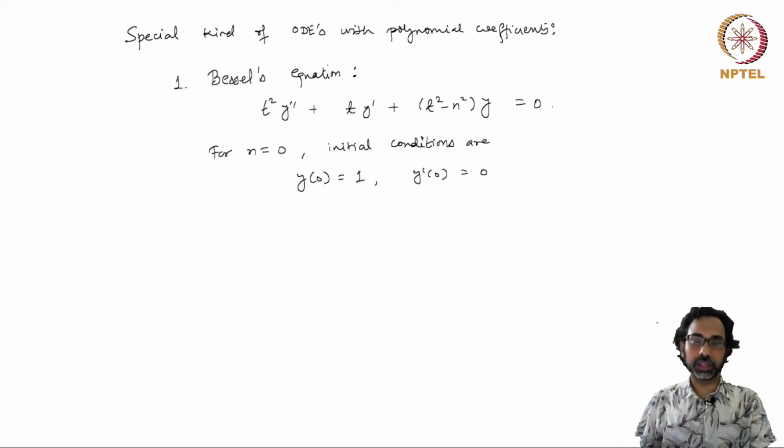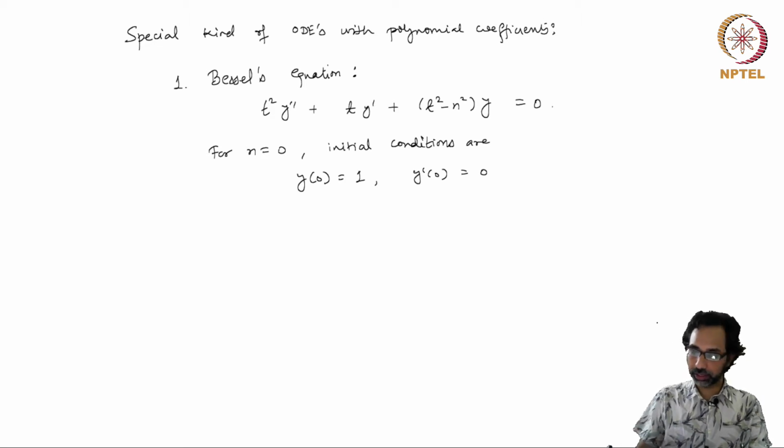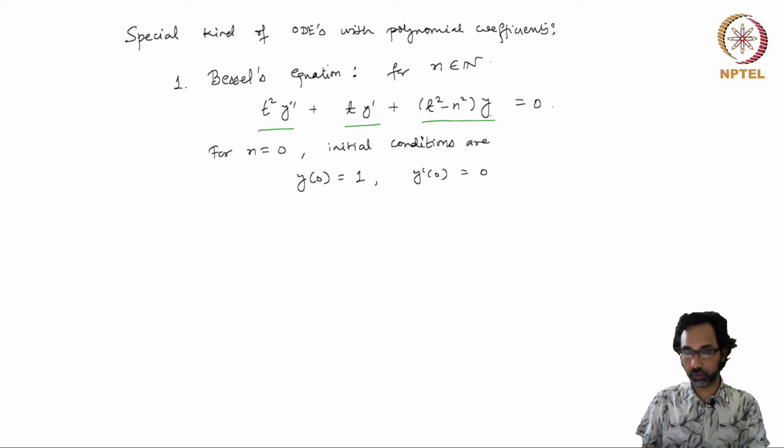So the first equation that we will look at is called Bessel's equation, and this is for any n, a positive integer. You have this equation t² y'' + t y' + (t² − n²) y = 0. The solutions to these differential equations are called Bessel functions.